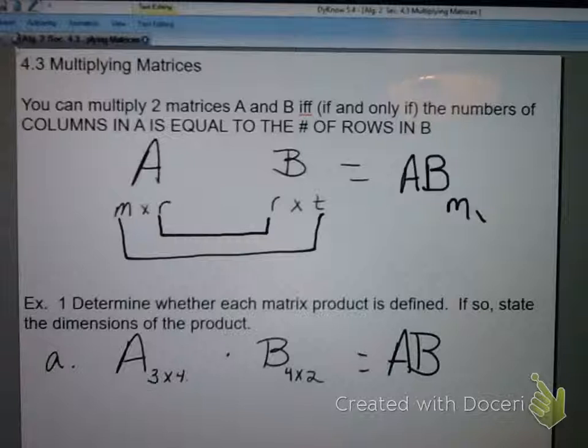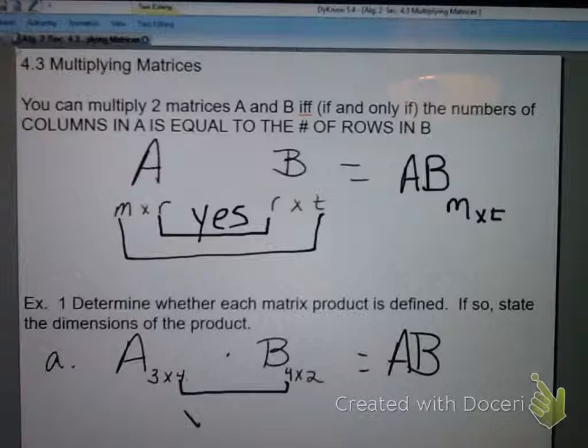Section 4.3, Multiplying Matrices. The first thing you need to do is figure out if you can multiply the two matrices together. Look at the dimensions. If the number of columns in the first matrix is equal to the number of rows in the second matrix, then yes, you can multiply them together. Your answer will be the row times the column. That would be the dimensions of the answer matrix.